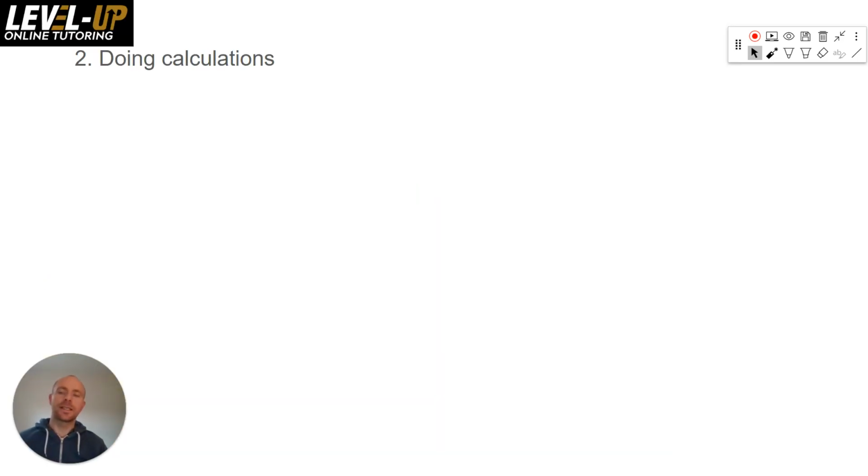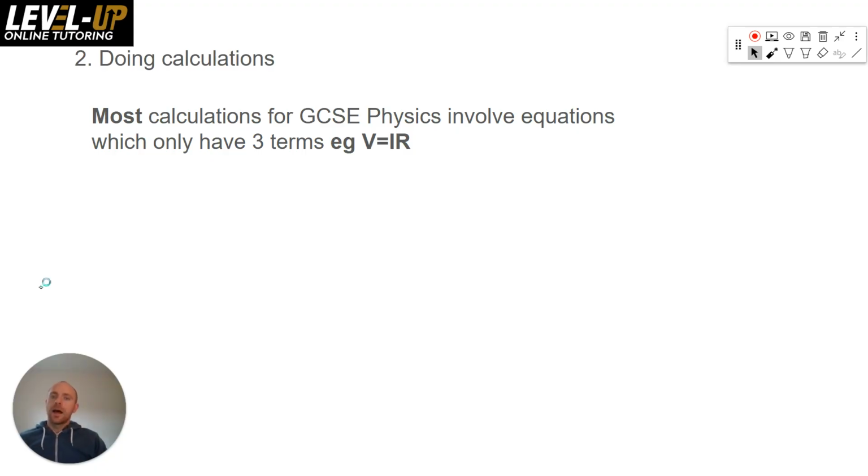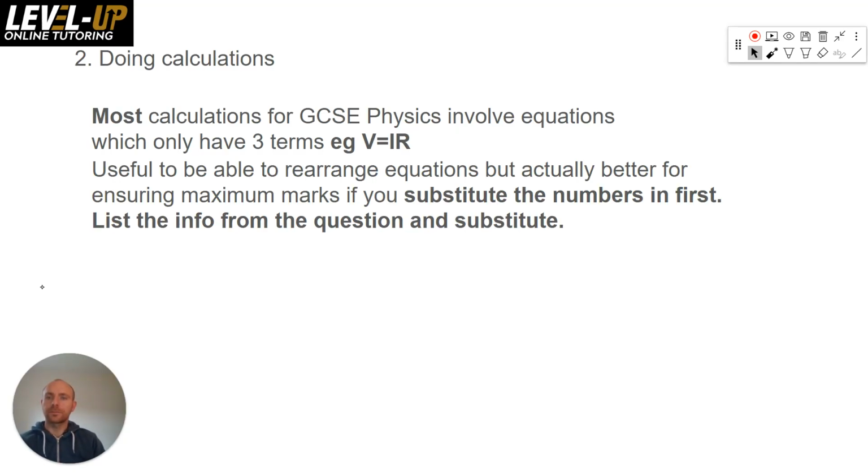So doing calculations, obviously, is a huge part of physics. A lot of people struggle with the maths, but there are only a few key skills you need to transfer over from your maths for GCSE physics, at least. Most of them are to do with rearranging equations. And most of the equations in physics, there are a few exceptions, involve just 3 terms. If I was in a maths lesson and I asked you to rearrange a 3-term equation, I'm sure you would find it relatively straightforward. But put you in a physics lesson and suddenly people start to struggle.